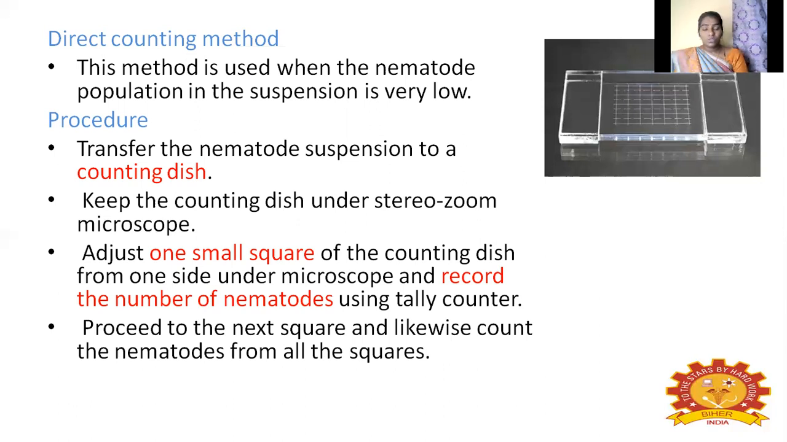One square by one square, we are going to count. First, we adjust one small square on the counting dish from one side under the microscope, and record the number of nematode using the tally counter. I think we all might know the tally counter. Then proceed to the next square. Likewise, count the nematode from all the squares. So this is the direct counting method using the counting dish.